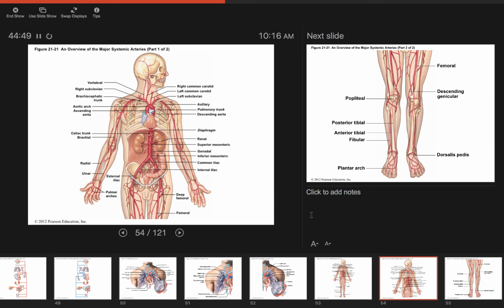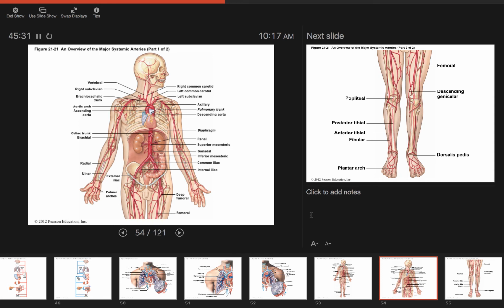Starting on the right side, we have the brachiocephalic trunk. The brachiocephalic trunk is going to go to the right side of the body. It's going to branch off and supply the right side of the head and brain and supply the right arm with blood, right? So the brachiocephalic trunk branches into the right common carotid, which goes up your neck, supplies the head and brain, and it branches into the right subclavian, and the right subclavian is going to go down your arm. Right? So that comes off of the brachiocephalic trunk.